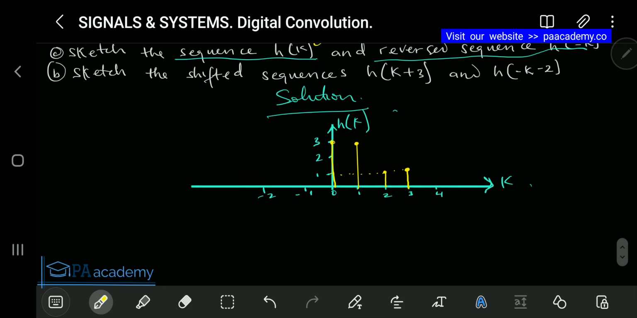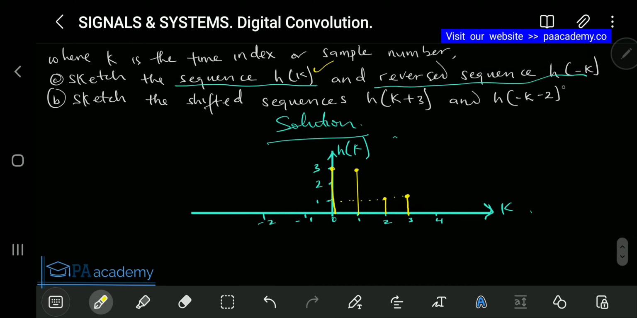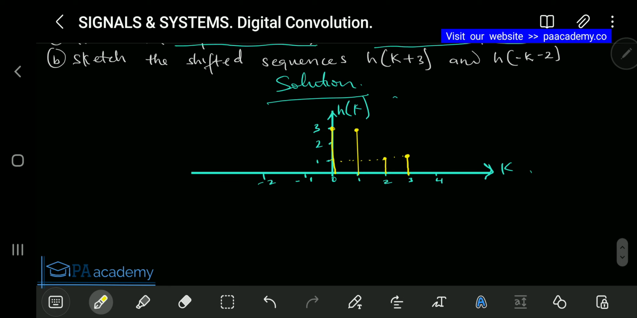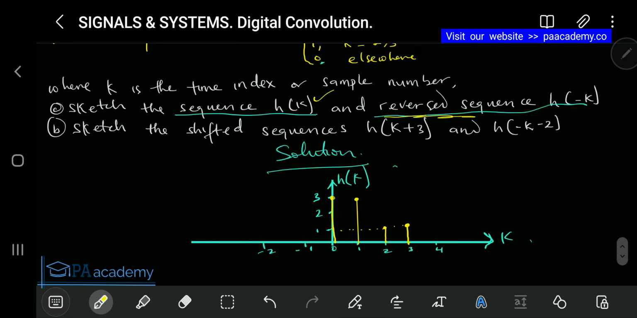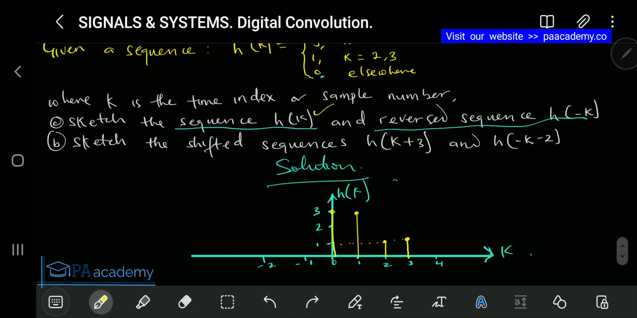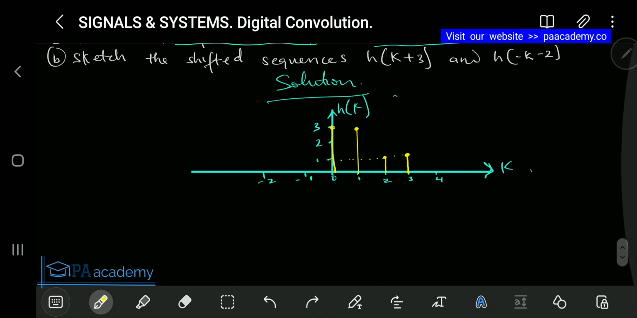Alright, let's continue. The next one says we should sketch the reverse sequence h of minus k. Now remember when we did basic signal operations, where we looked at time shifting, time scaling, and time reversal. Time reversal is what we are asked to do here. This particular signal that we have here, we are going to reverse it. When I say reverse, we are going to mirror it. I've talked about it in one of the previous videos I did earlier. For us to reverse it, we are going to flip it along the y-axis. So let's do that.